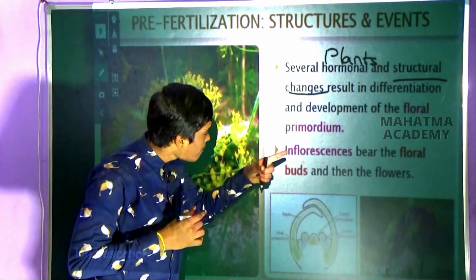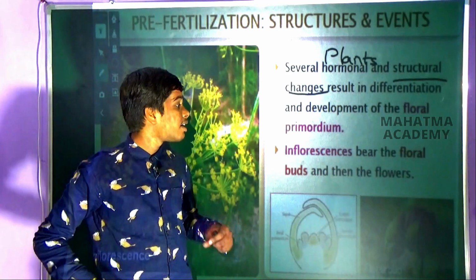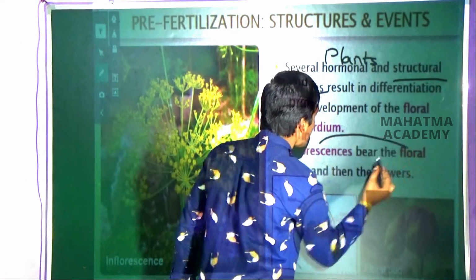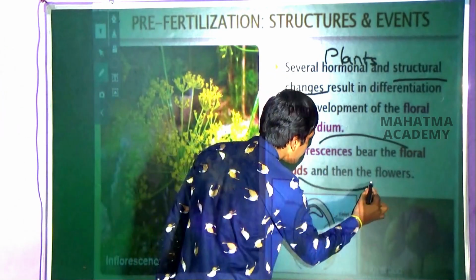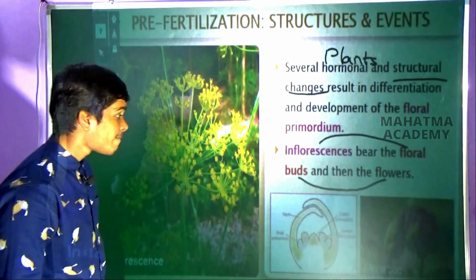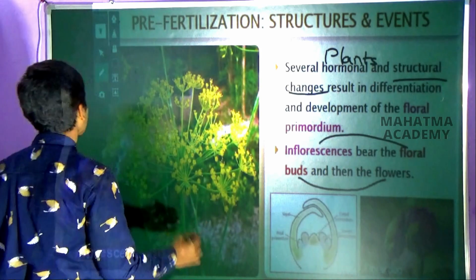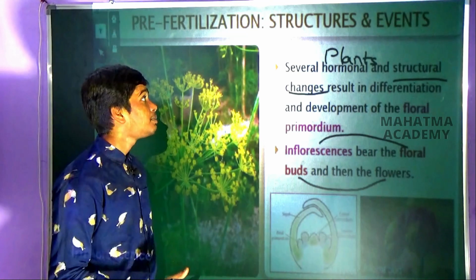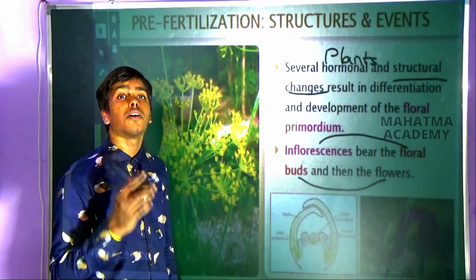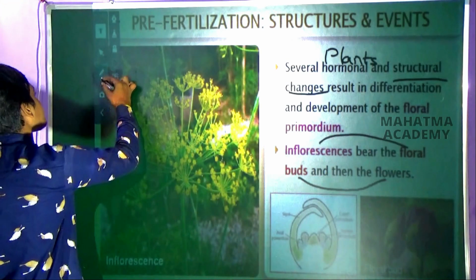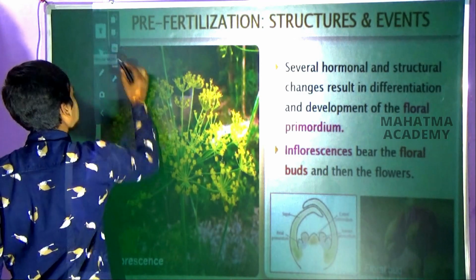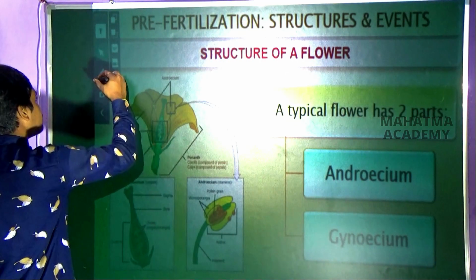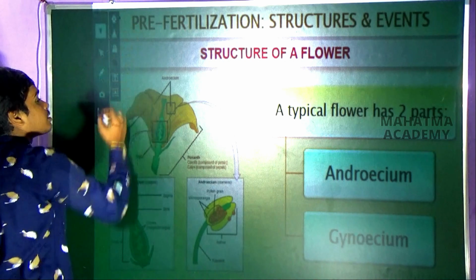Inflorescence bears the floral buds and the flowers. So, inflorescence will bear the floral buds and buds will bear the flowers. Okay, this is the diagram. We will see that about the diagrams in the last section of our chapter. I will be with you. That means the last session.